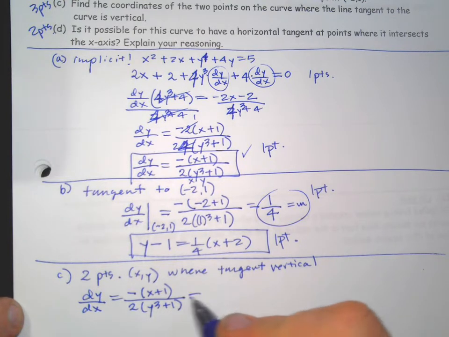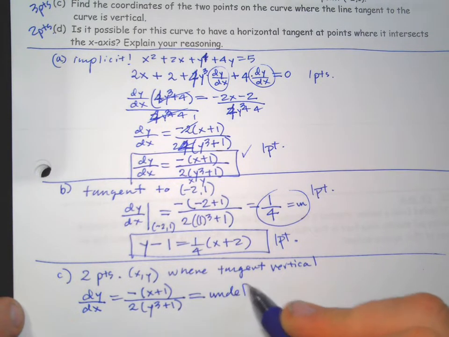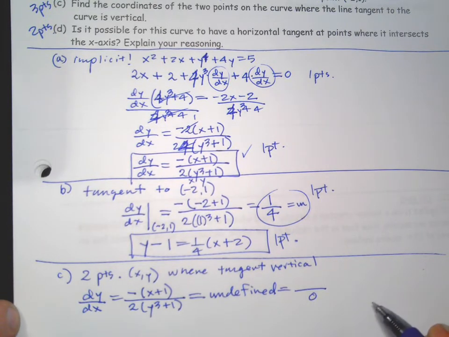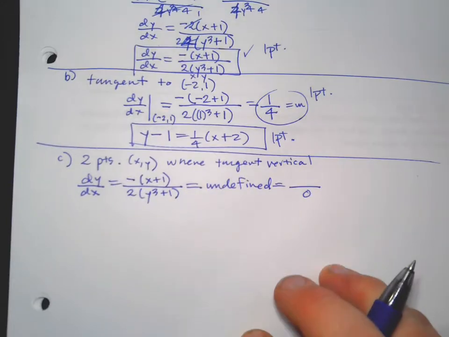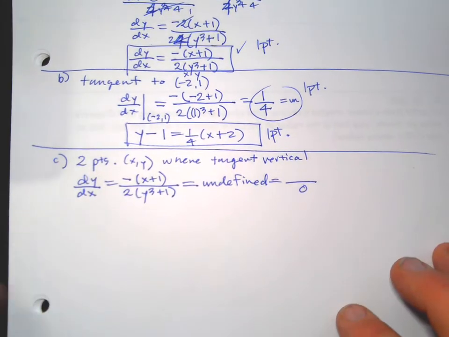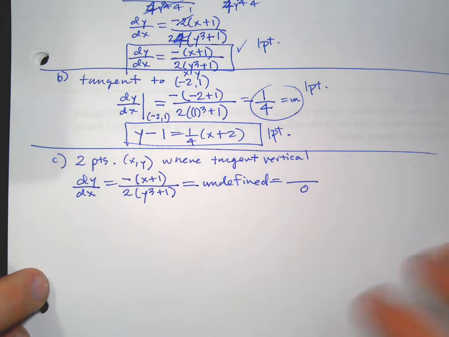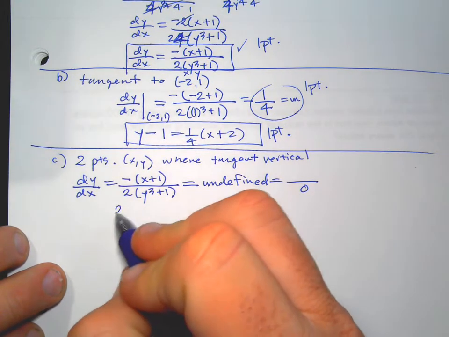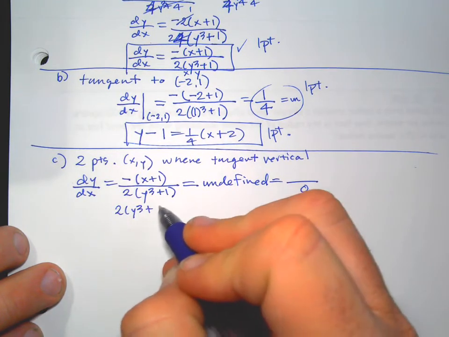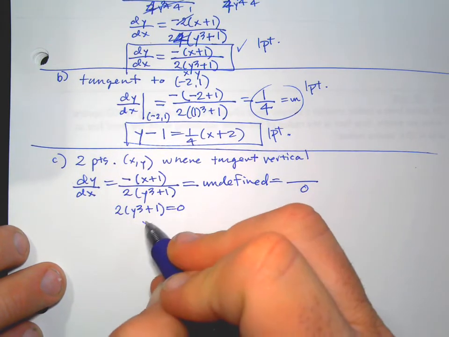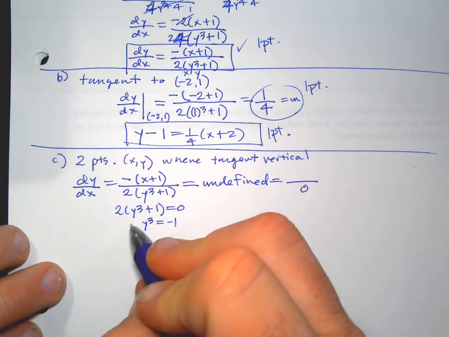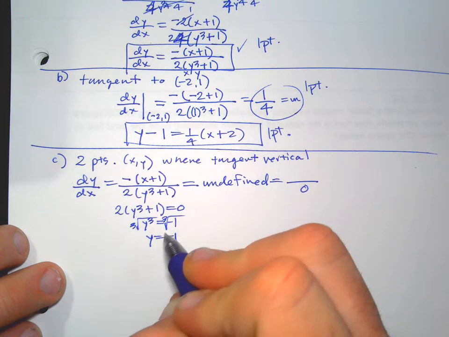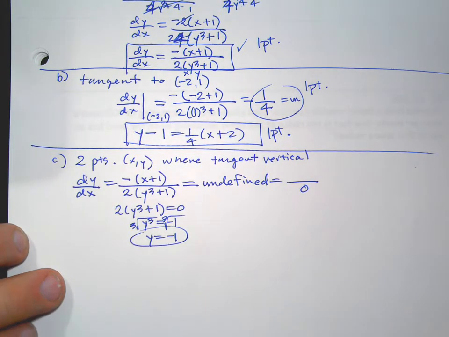And it's supposed to be undefined because you're dividing something by 0, right? So I'm showing this, I'm trying to communicate what my thought is, because that could give you some credit. So that means that you need to set the bottom 2y cubed plus 1 equal to 0. And that means y cubed equals -1. And then the cube root of both sides, y equals -1. Now that's just the y coordinate. We still need to get the x coordinate.